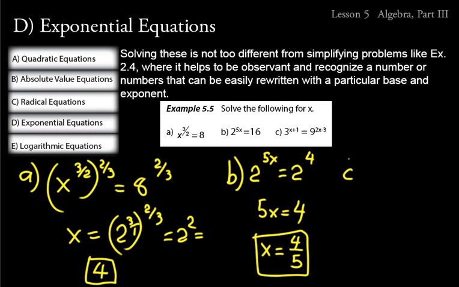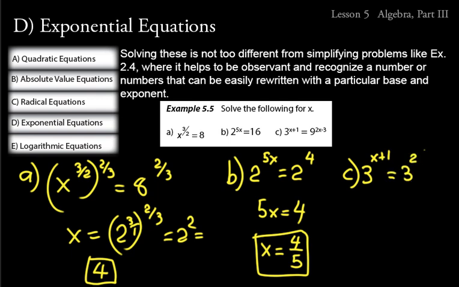C, look at the bases, 3 and 9. Well, 9 is 3 squared, right? So we could get the bases to be the same and then set the exponents equal, kind of like what we did in B. 3 to the x plus 1 is equal to 3 squared.